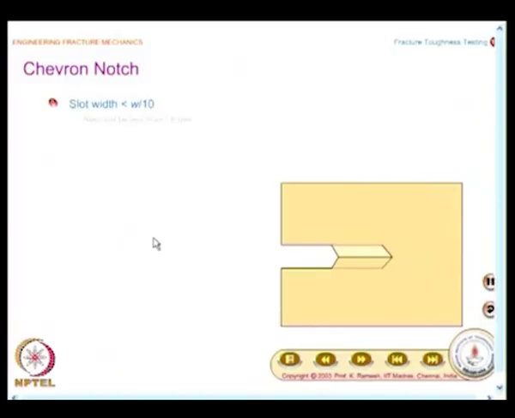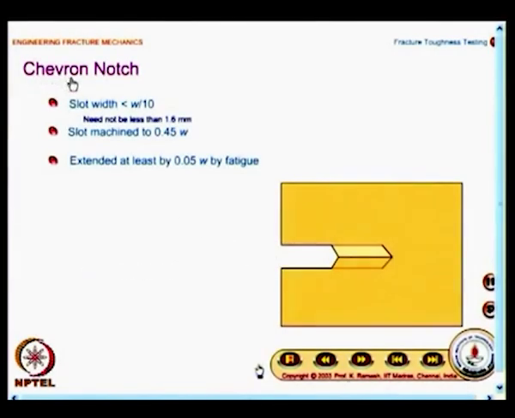This gives you an idea how the thickness is very important. As the strength increases, thickness also decreases. LEFM is ideally applicable for high strength alloys. In the last class what I had told you was, we have a diagram of chevron notch. There are certain restrictions the code gives, what should be the slot width, what should be the length of the slot, and what should be the extension of fatigue crack.